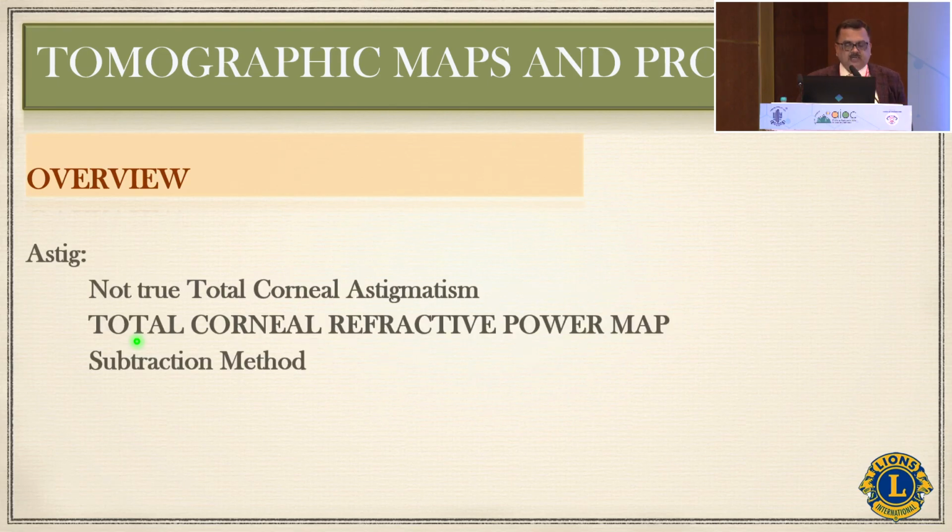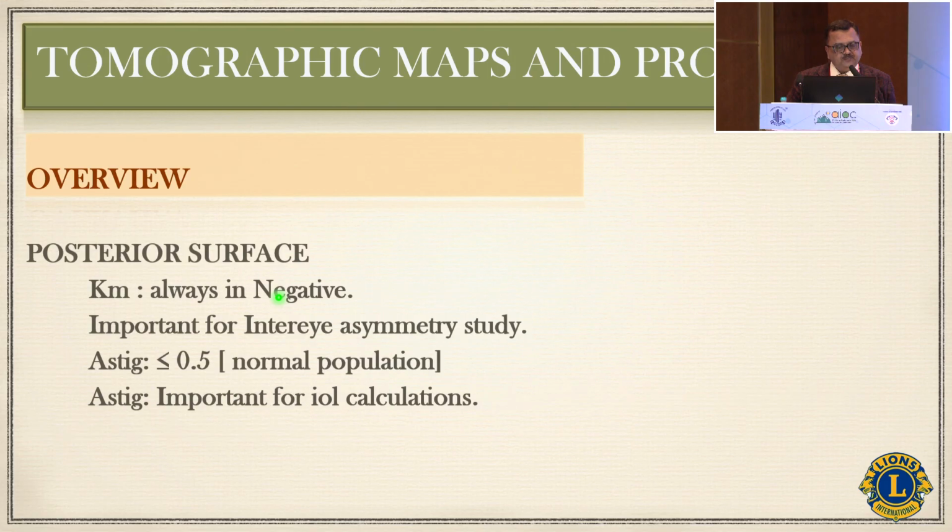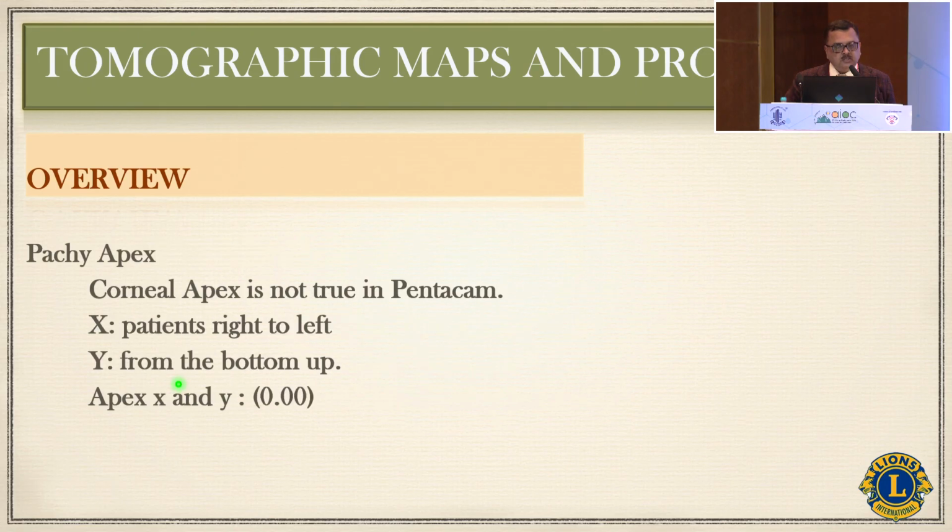Again, the Pentacam does not give us the true corneal refractive power. We use a subtraction method. Keratometric indices are given here. Again, take home message is if you see a posterior astigmatism more than 0.5, it is not normal.